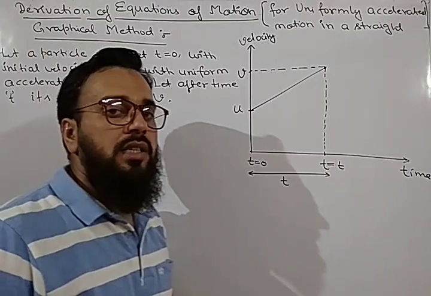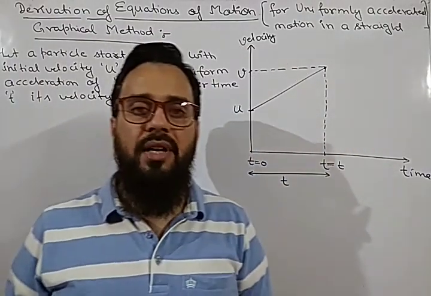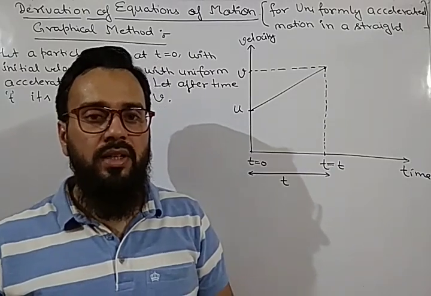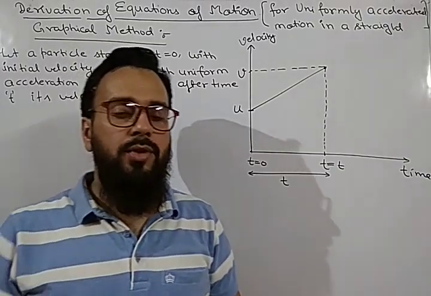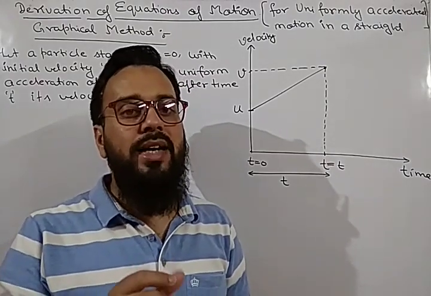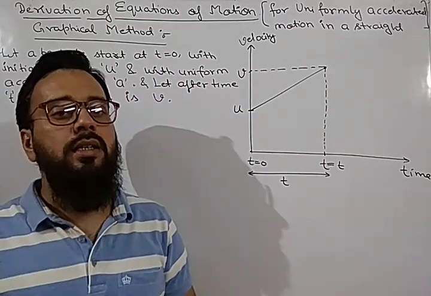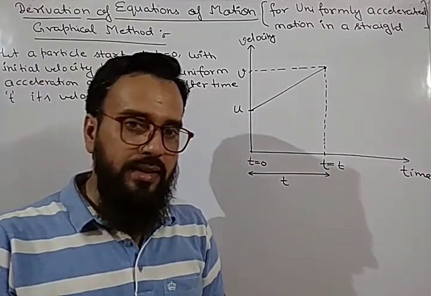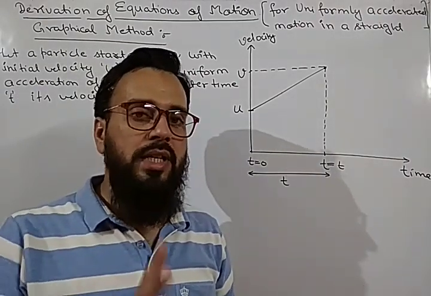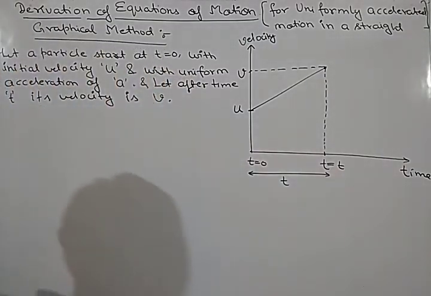Now, as we have discussed in our previous videos also, whenever we are given a velocity time graph and we have to find acceleration, we have to find the slope. And from a velocity time graph, if we have to find the displacement, then we have to find the area of that graph. These two things I have discussed in my previous videos also. So now I am going to start.